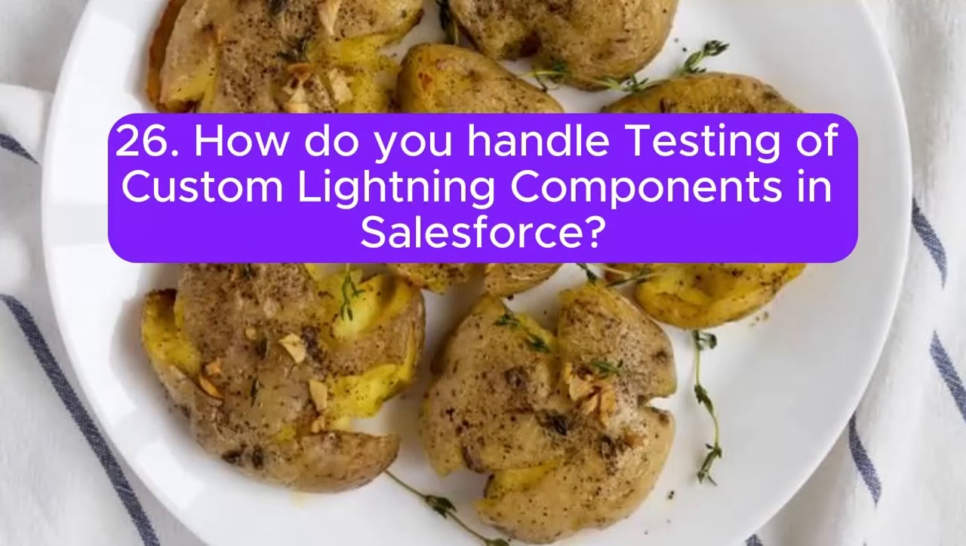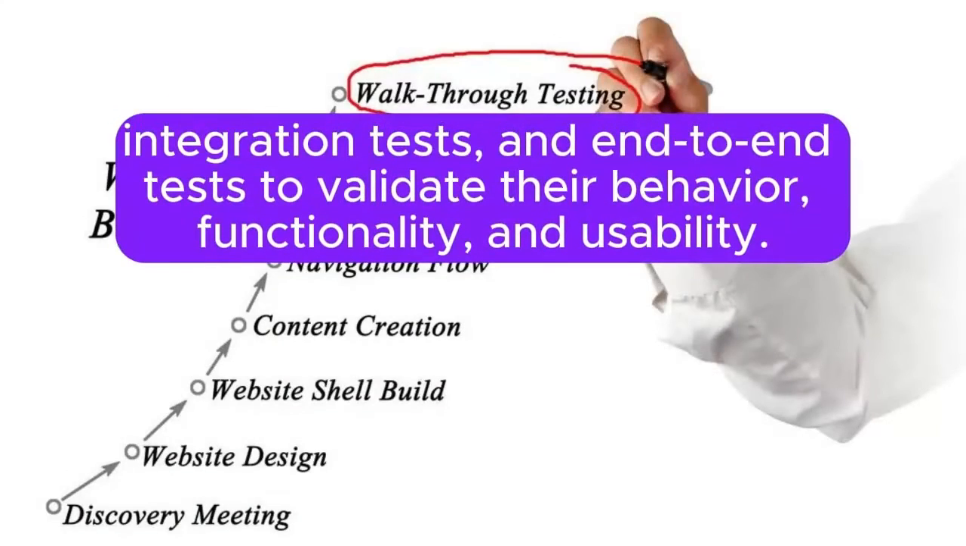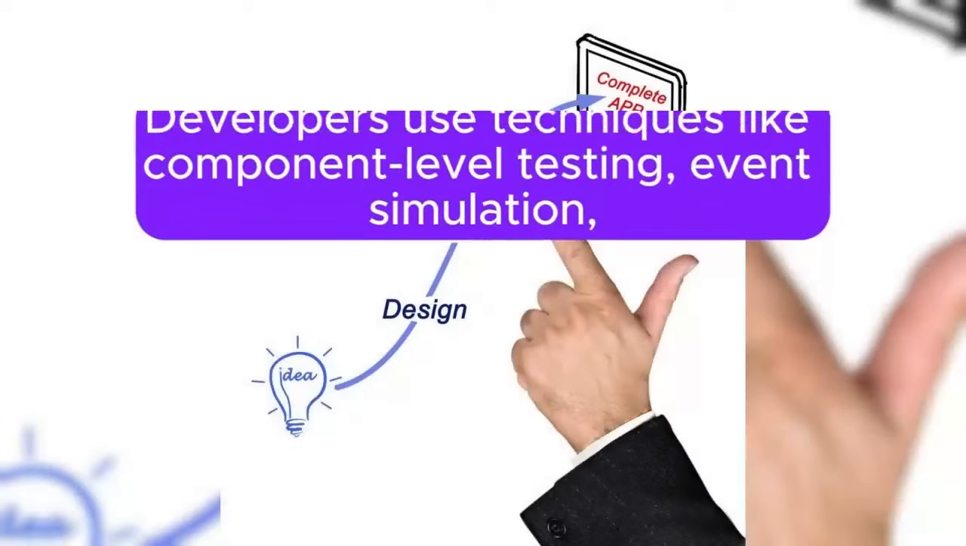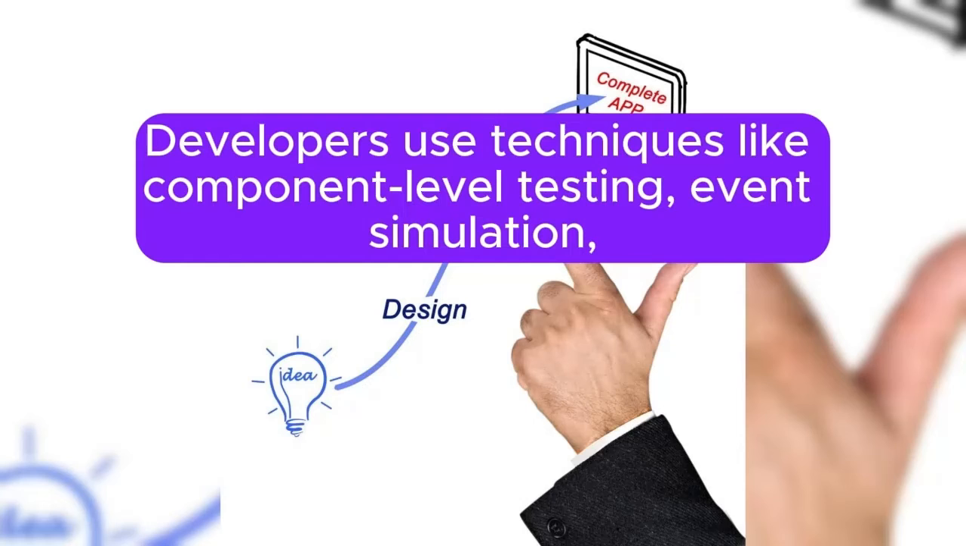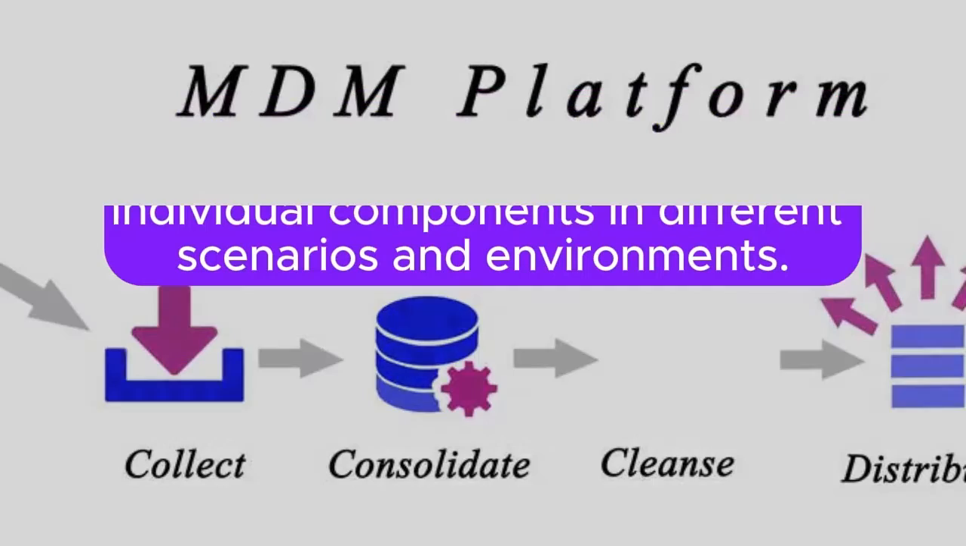26. How do you handle testing of custom Lightning components in Salesforce? Answer: Testing custom Lightning components in Salesforce involves writing unit tests, integration tests, and end-to-end tests to validate their behavior, functionality, and usability. Developers use techniques like component-level testing, event simulation, DOM manipulation, and stubbing dependencies to isolate and test individual components in different scenarios and environments.